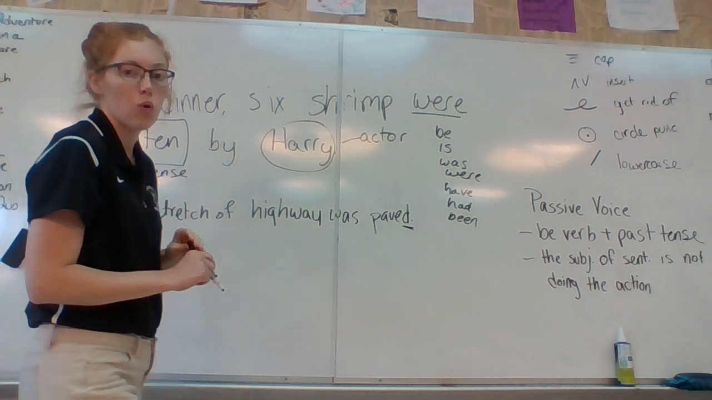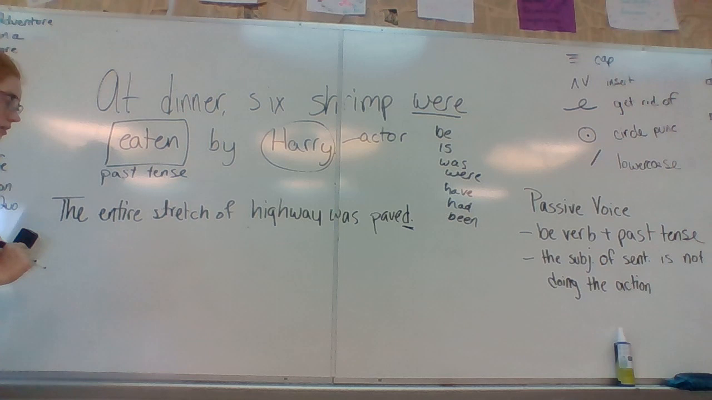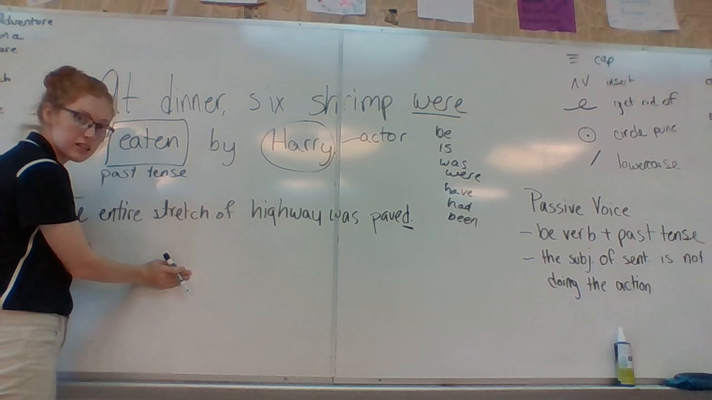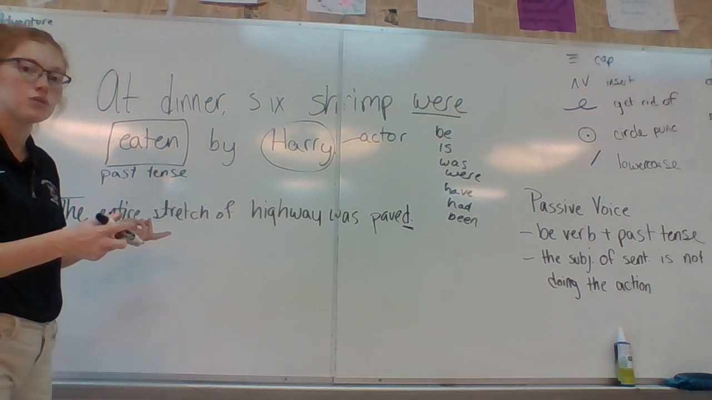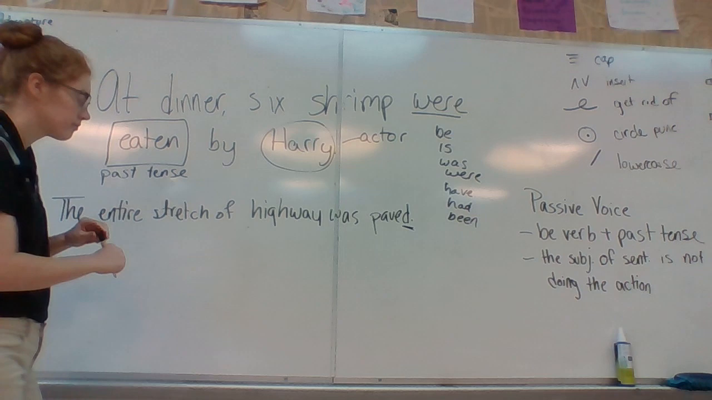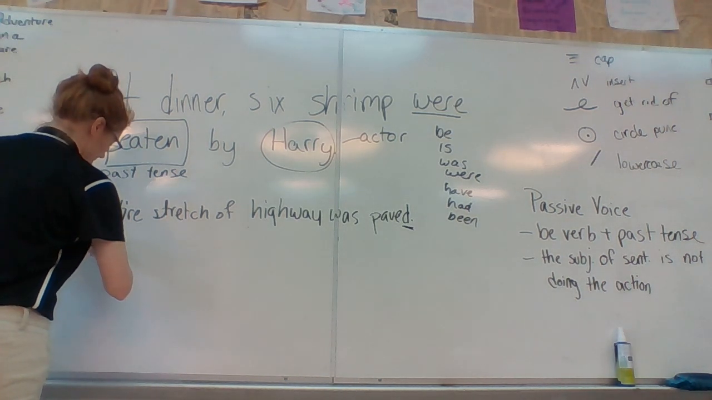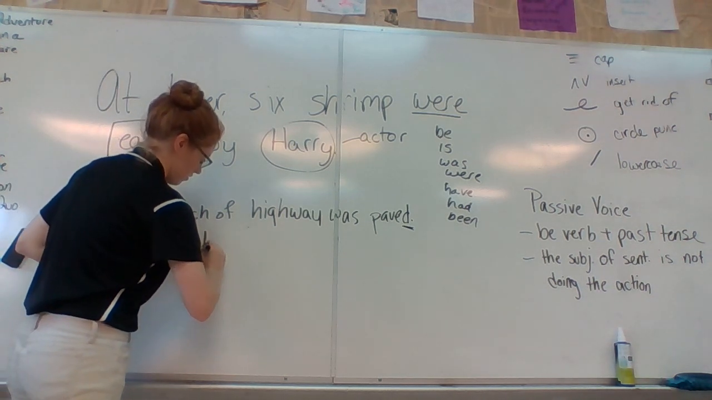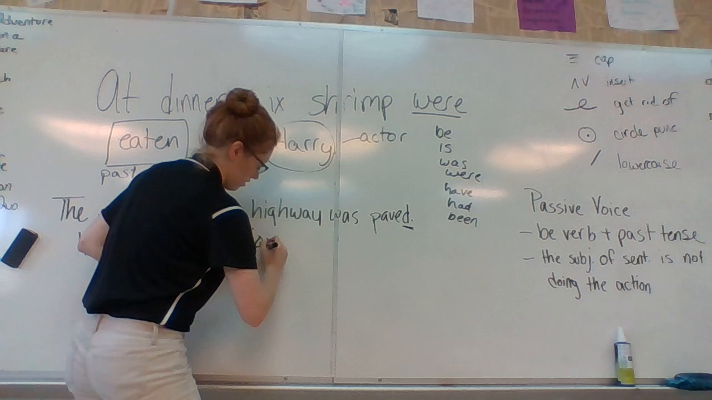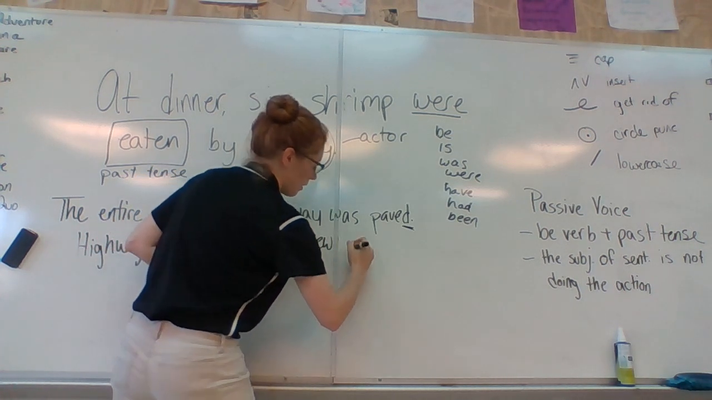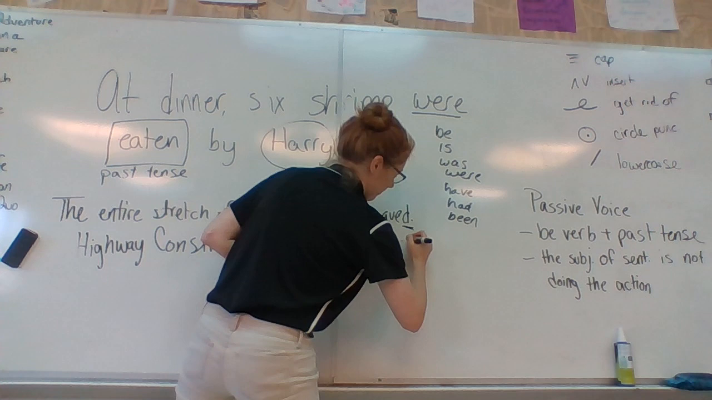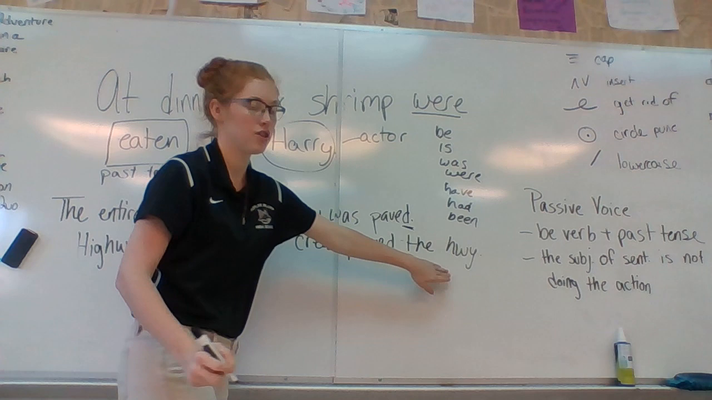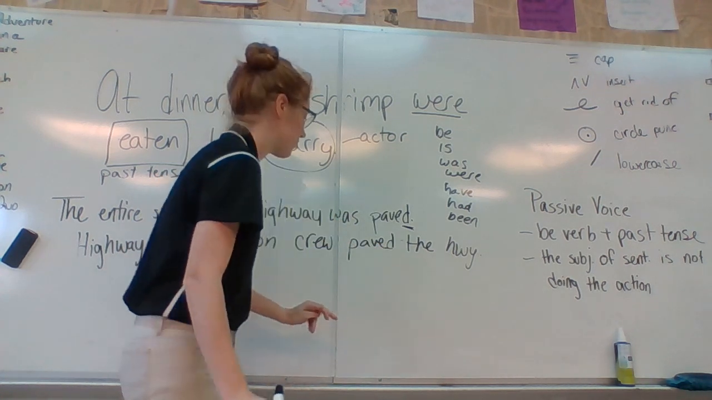To make this active though, which is step number 2, we need to make sure that whoever is doing the action is in the subject of the sentence. Who is doing the action? Who is doing paving? So a highway construction crew can do paving. Crew paved the highway. So HWY always means highway. That's just the abbreviation, so you know.